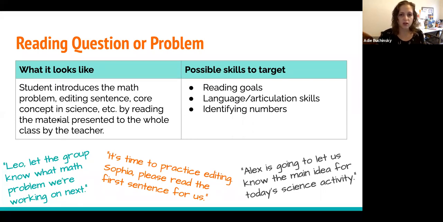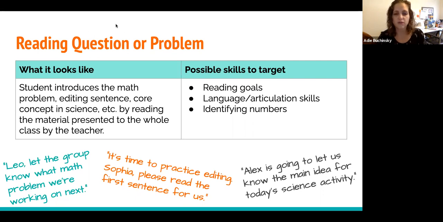So that could look like, "Hey, Leo, let the group know what math problem we're going to work on next," or "It's time to practice editing. Sophia, can you read the first sentence for us so that we can get started?" Or "Alex is going to let us know the main idea for today's science activity, incorporating the strategy that Sammy just shared with you."